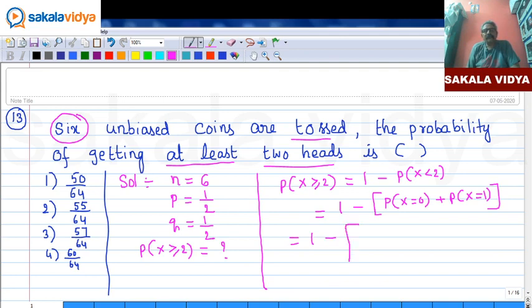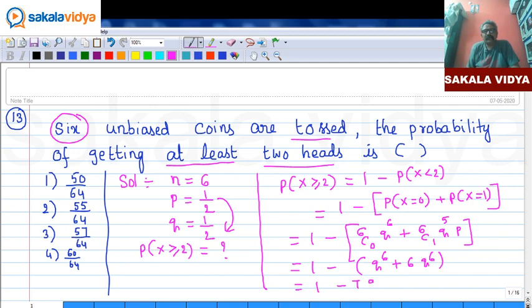1 minus P of x equal to 0 means 6C0 q to the power of 6 p to the power of 0, and this will be 6C1 q to the power of 5 into p. Now using the binomial theorem, 6C0 is equal to 1, this will be q power 6, 6C1 is 6. P is also equal to q, am I correct? P is equal to q. This becomes q power 6, so this is equal to 1 minus 7 q power 6.